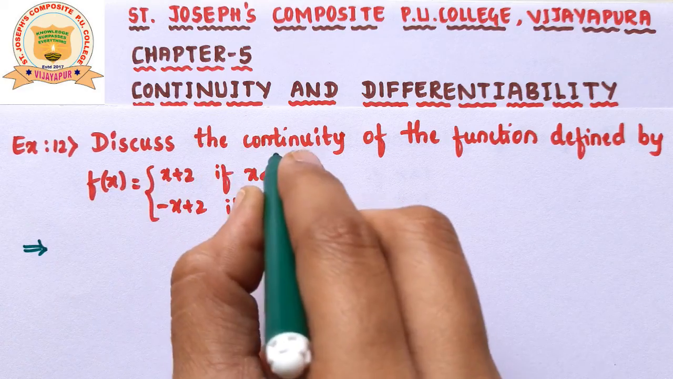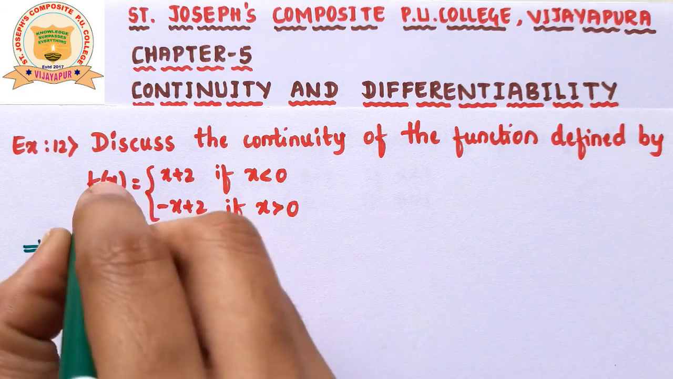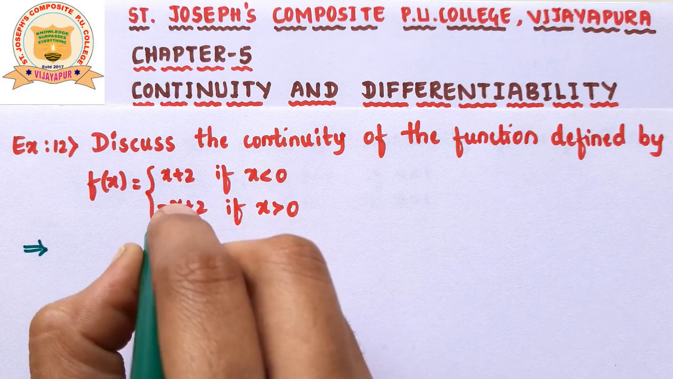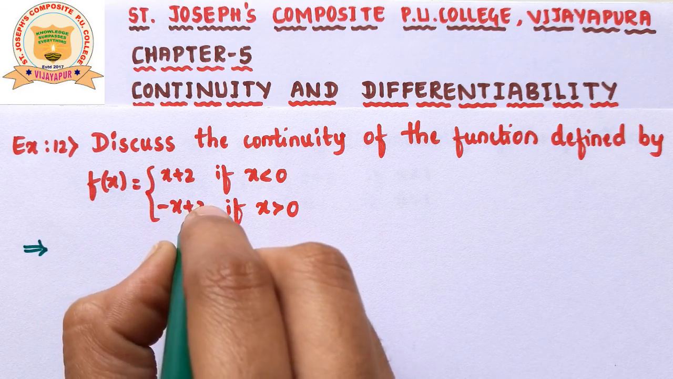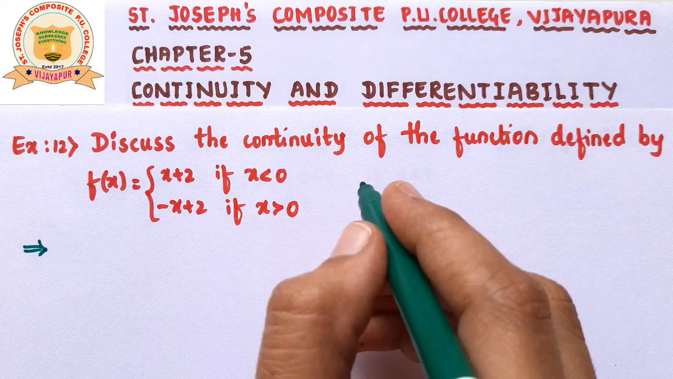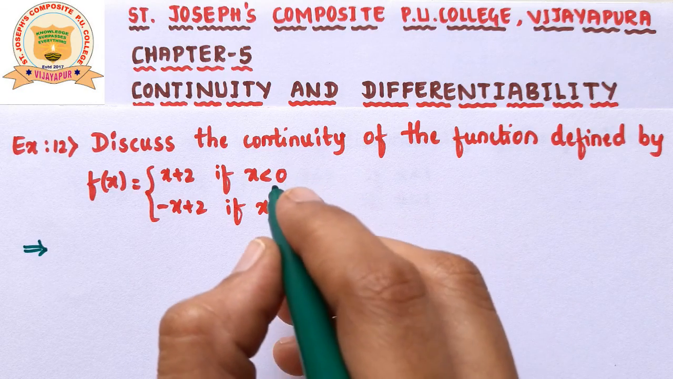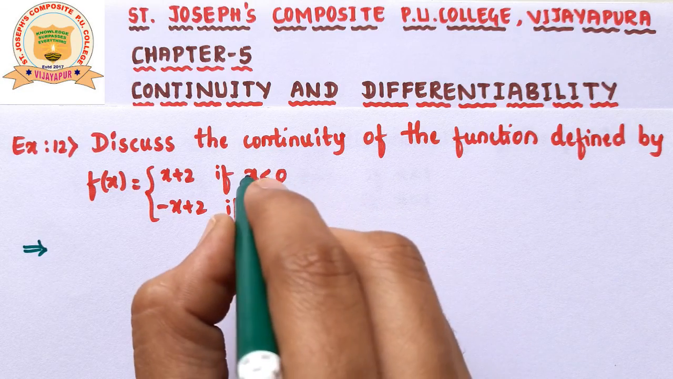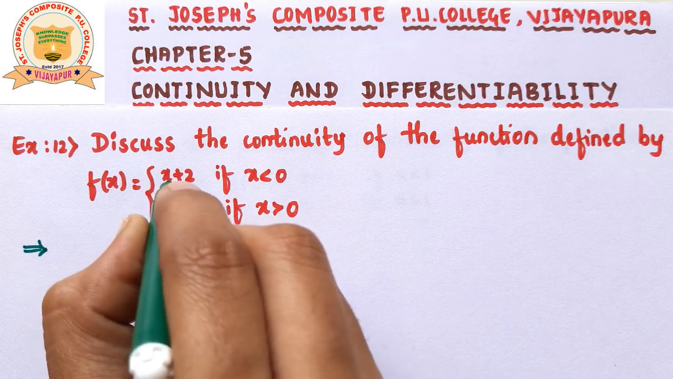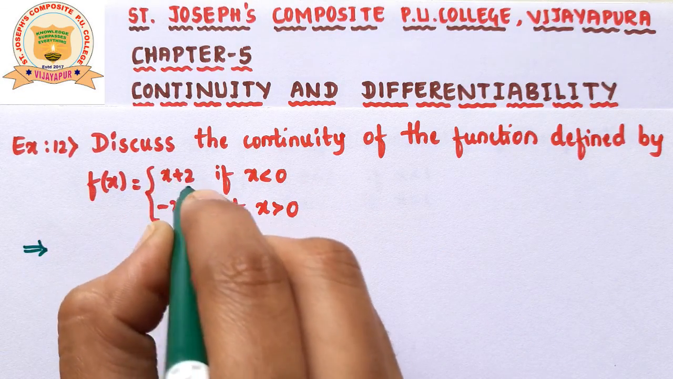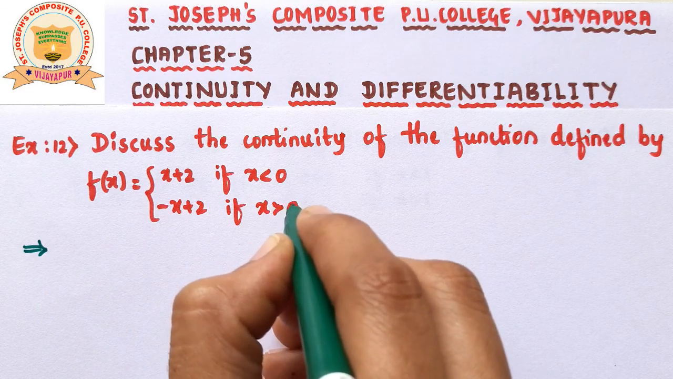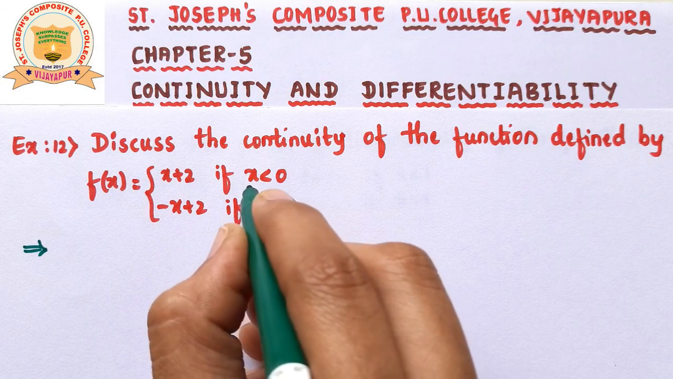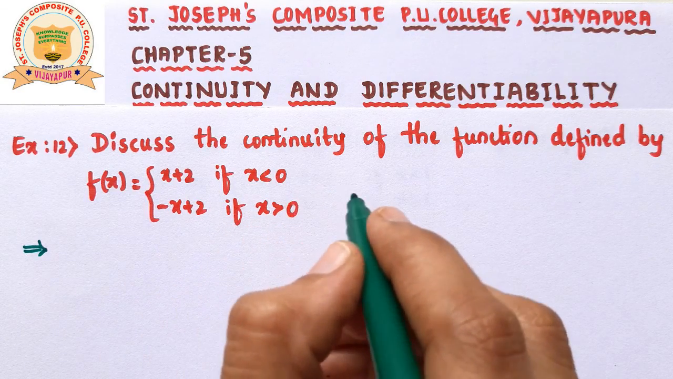Discuss the continuity of the function defined by f of x is equal to x plus 2 if x is less than 0 and its value is minus x plus 2 if x is greater than 0. First, we have to see whether the function is defined for all the real numbers. We'll see that. For x less than 0, the function is defined and its value is x plus 2. For x greater than 0, the function is defined and its value is minus x plus 2. But at x is equal to 0, the function is not defined.